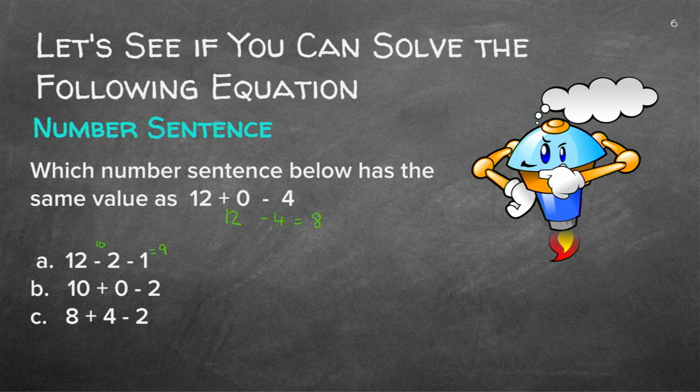10 plus 0 equals 10. 10 minus 2 equals 8. 8 plus 4 equals 12. And 12 minus 2 equals 10. So what number sentence will be the same as 12 plus 0 minus 4? It will be number B. 10 plus 0 minus 2 is equal to 12 plus 0 minus 4.